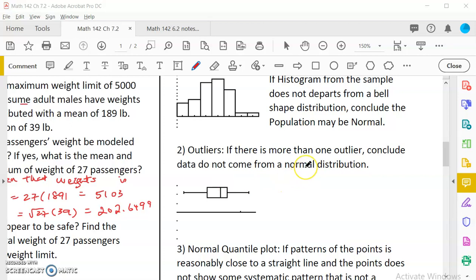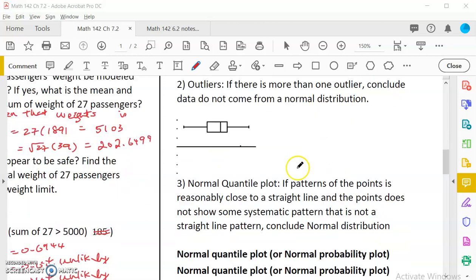The second thing is outliers. Because a normal distribution does not have outliers, and there is a very low chance to get data 2 or 3 standard deviations away, in your sample you should not have more than 1 outlier. If there are exceedingly many outliers, that points to the fact that it's not normal. So look at the number of outliers.